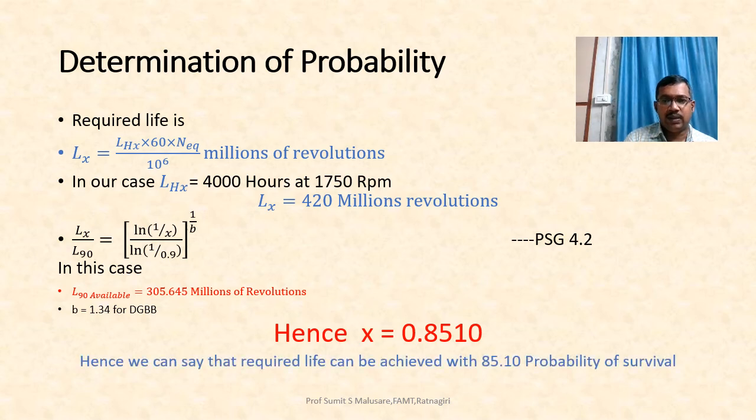It means that 85.10. It means that this 420 millions of revolutions, I will get it at the probability of 85.1 percentage of reliability. Okay.